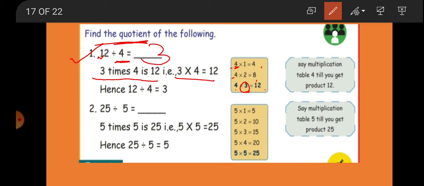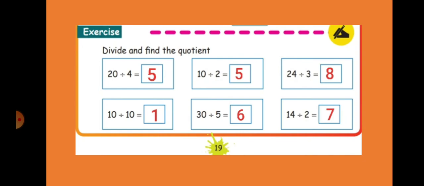Okay, see here this one, 25 divided by 5. So here we write the 5 table until we get 25. 5 1s are 5, 5 2s are 10, 5 3s are 15, 5 4s are 20, 5 5s are 25. So 5 times 5 is 25. 5 into 5 is 25. So the answer is 5. Okay, shall we try the next one?